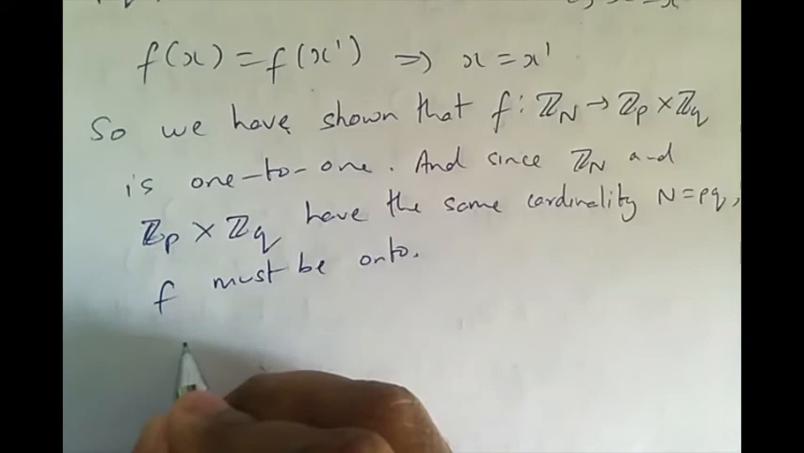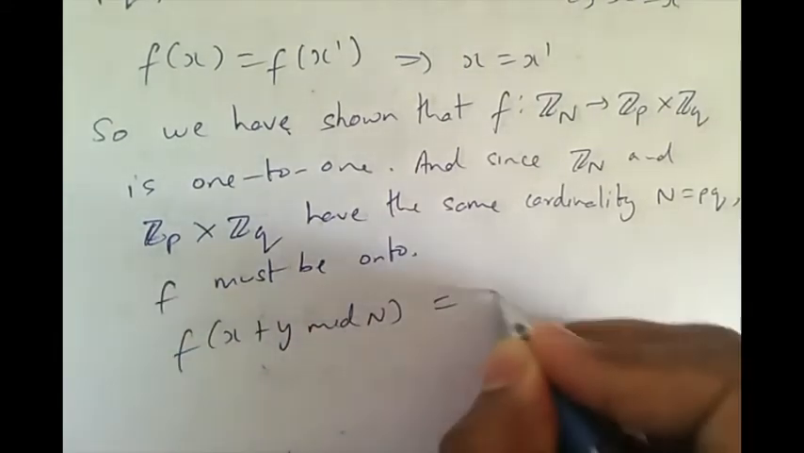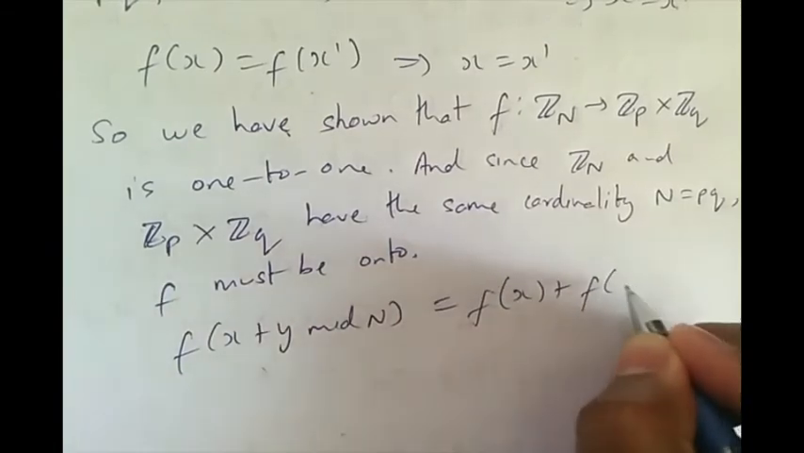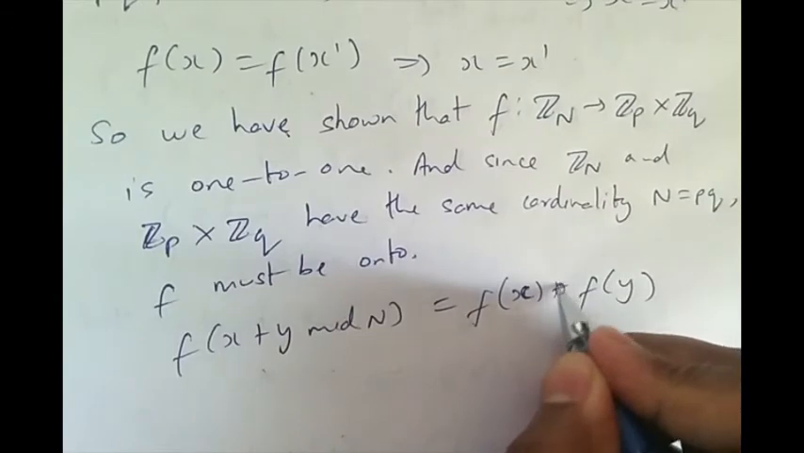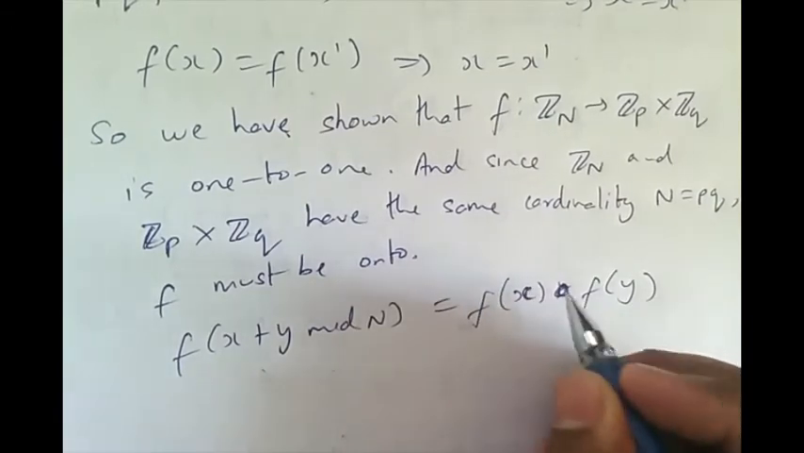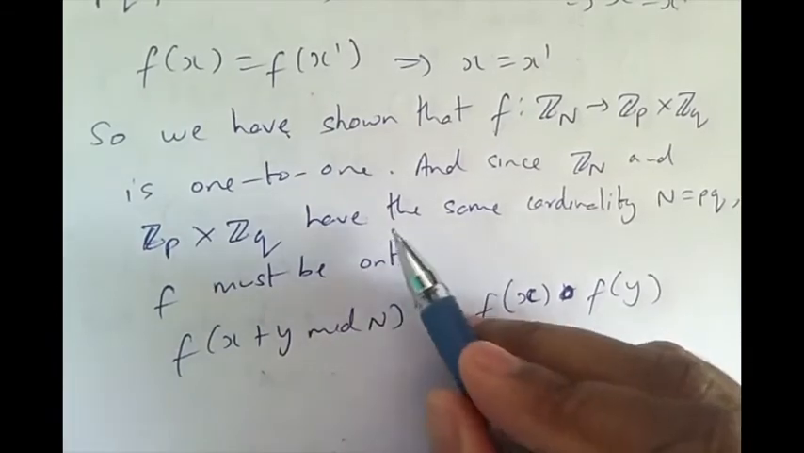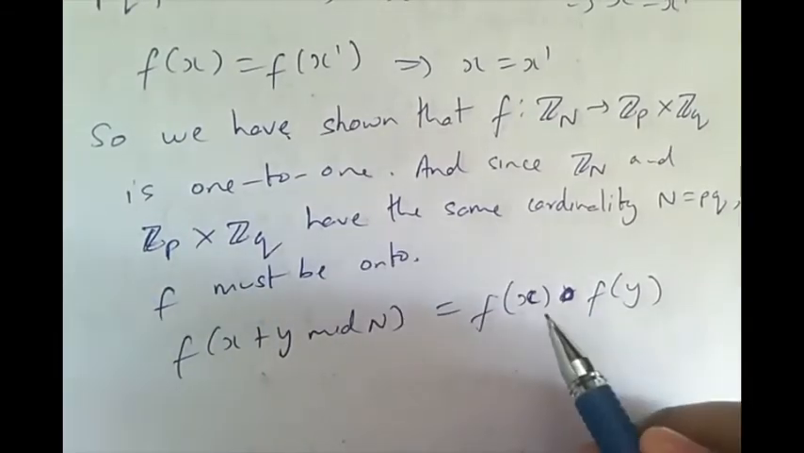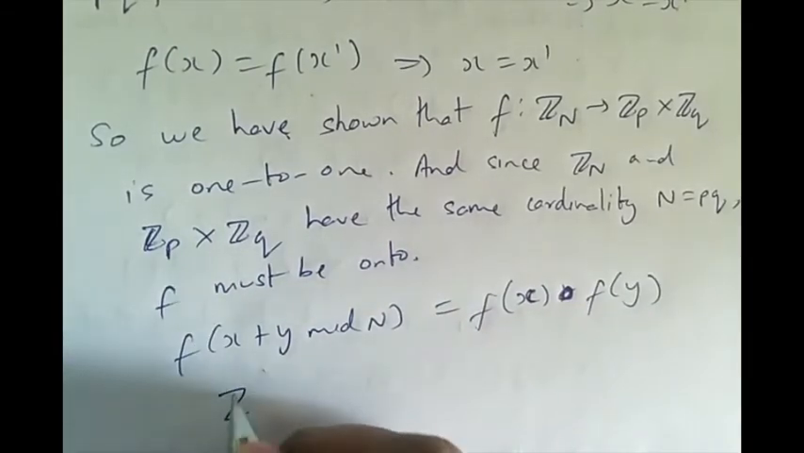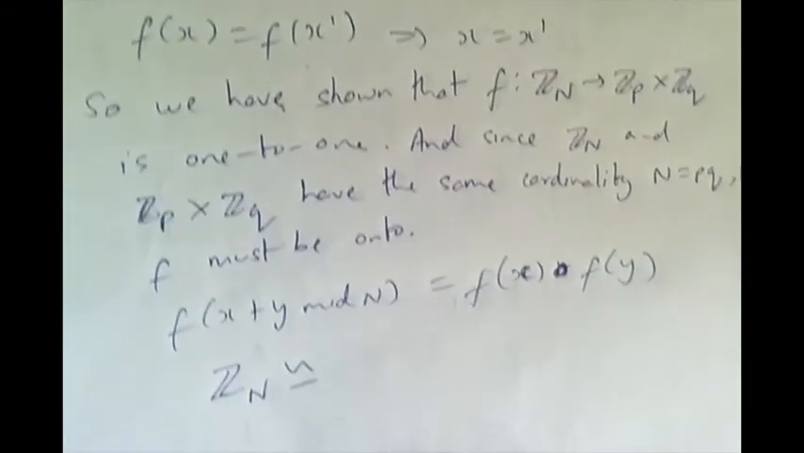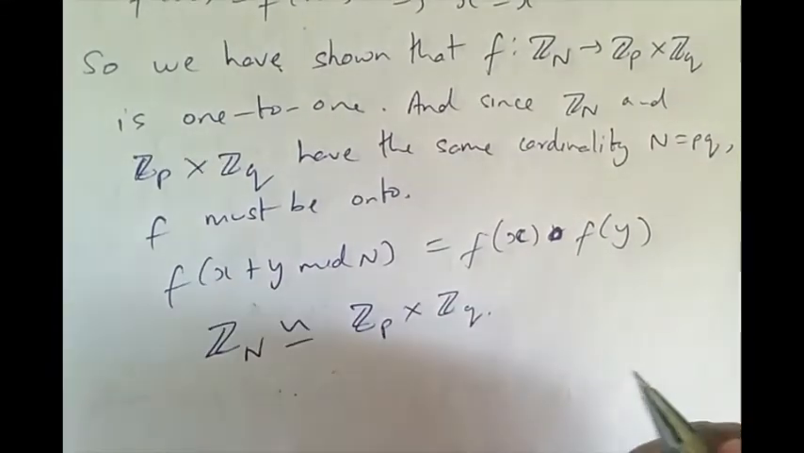You can show that f of (x plus y mod n) equals f of x plus f of y, where this plus is the circle operation in Zp cross Zq. So you can show this. Together with f being a bijection and this identity holding for all x, y in Zn, we have that Zn is isomorphic to Zp cross Zq.